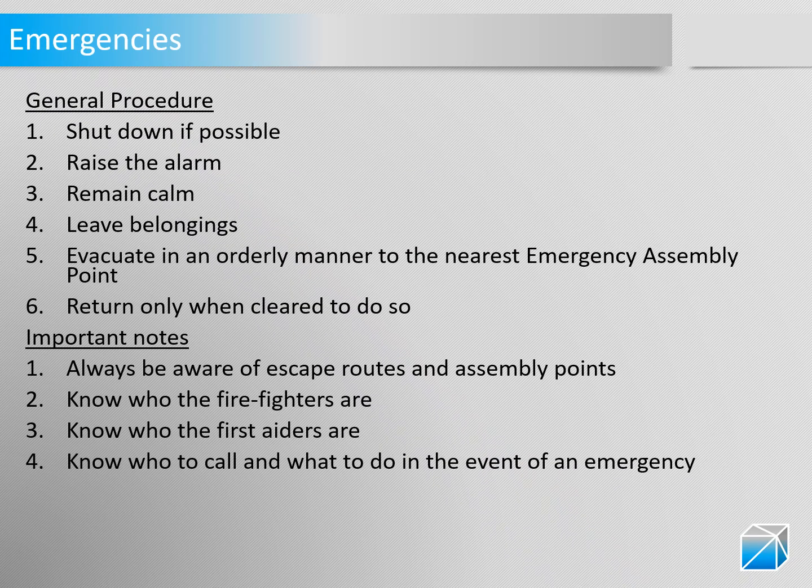In an emergency, shut down your work, if possible. Raise the alarm. Remain calm, and evacuate to the nearest assembly point. Never return unless it is officially clear to do so. Know your escape routes, first aiders, firefighters, and emergency contacts. Always consult your local site authorities and ensure that you are familiar with the emergency protocols to be followed in the event of an emergency.